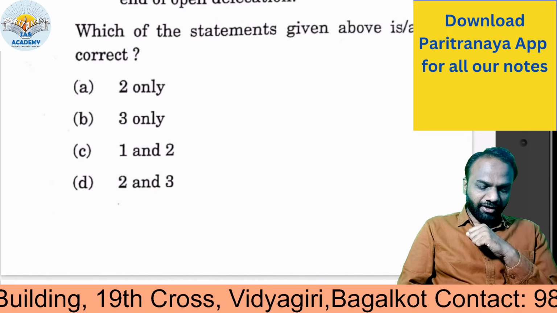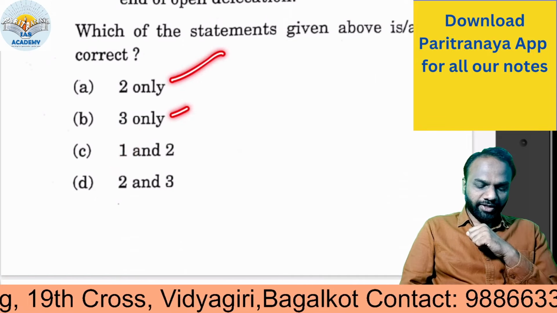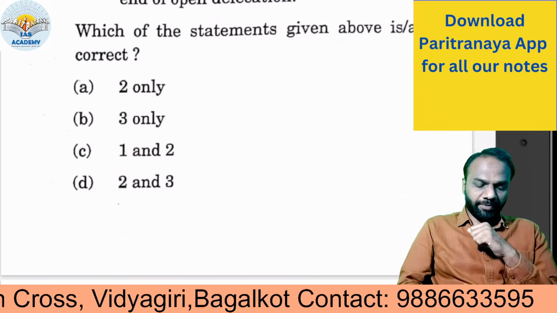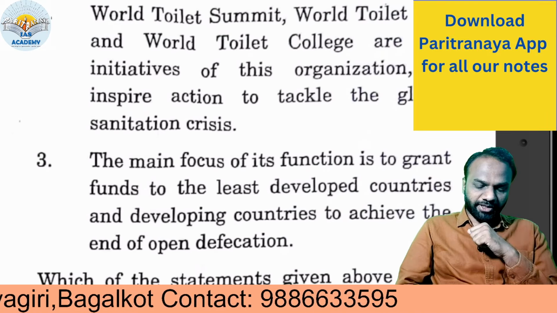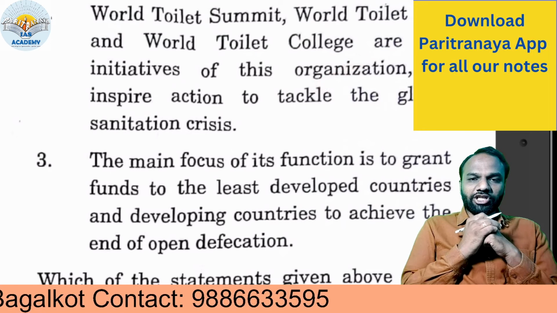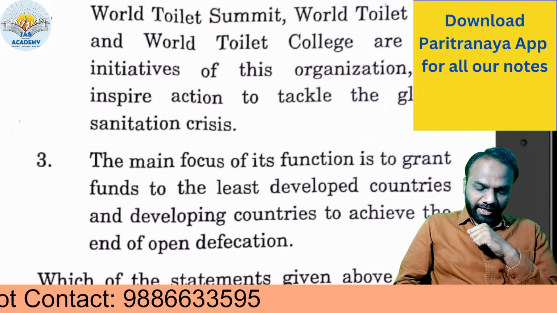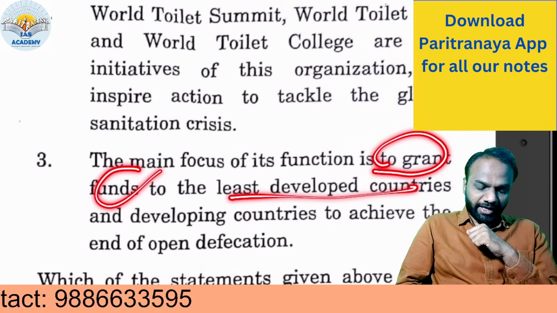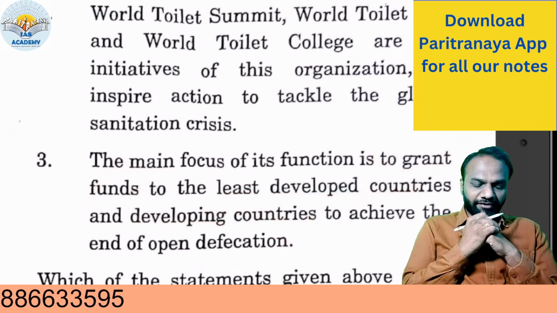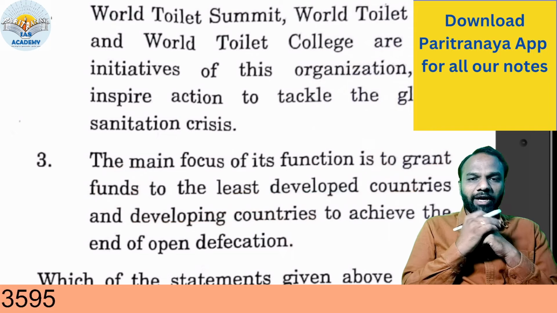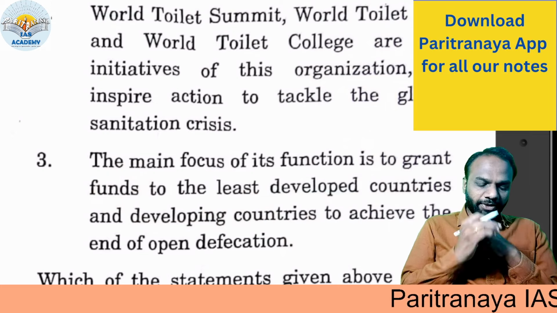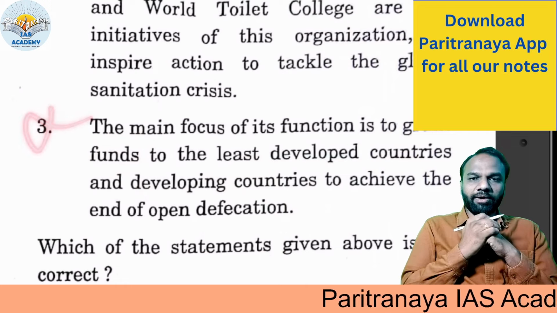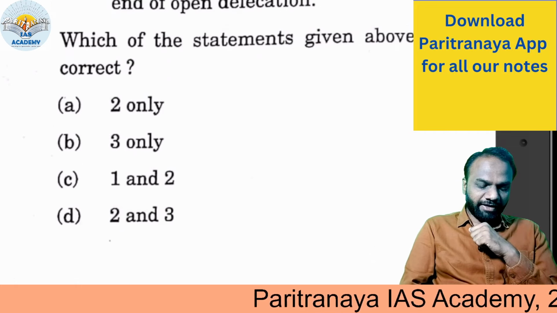But when we eliminate one, we are left with 3 options: 2 only, 3 only, and 2 and 3. Now when you keenly observe these options, generally any international organization is not involved in granting funds to the least developed countries and developing countries. Even if such an organization is involved, it will be the World Bank, but no other organization will be involved in granting of funds. With that intuition, we should be able to eliminate point 3. If we eliminate point 3, then we get the answer as 2.